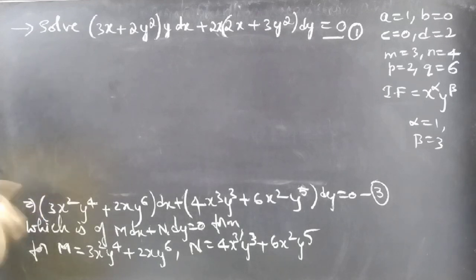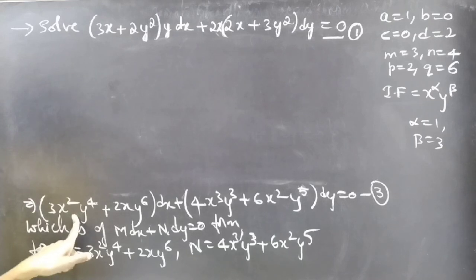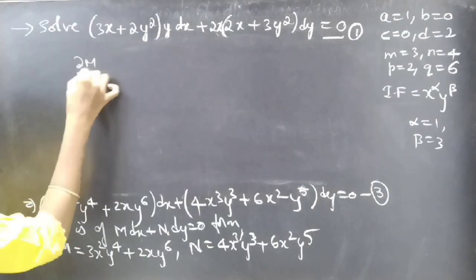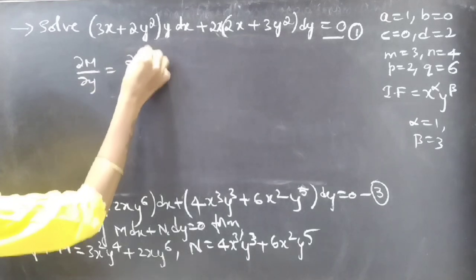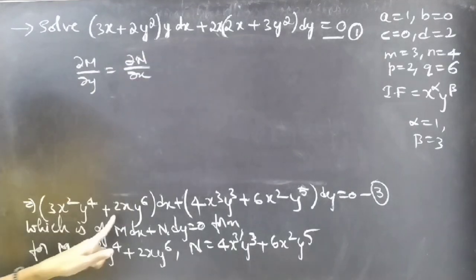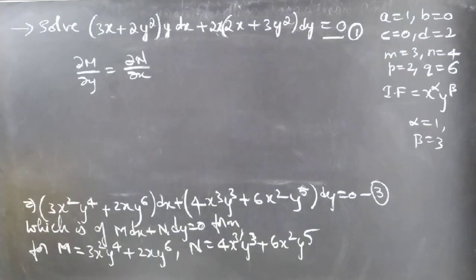Now, we have to check whether it is exact or not, right? So, if partial derivative of m with respect to y equal to partial derivative of n with respect to x, then we can say that the reduced equation is an exact equation. Okay? Obviously, it will be exact. We can see that now.